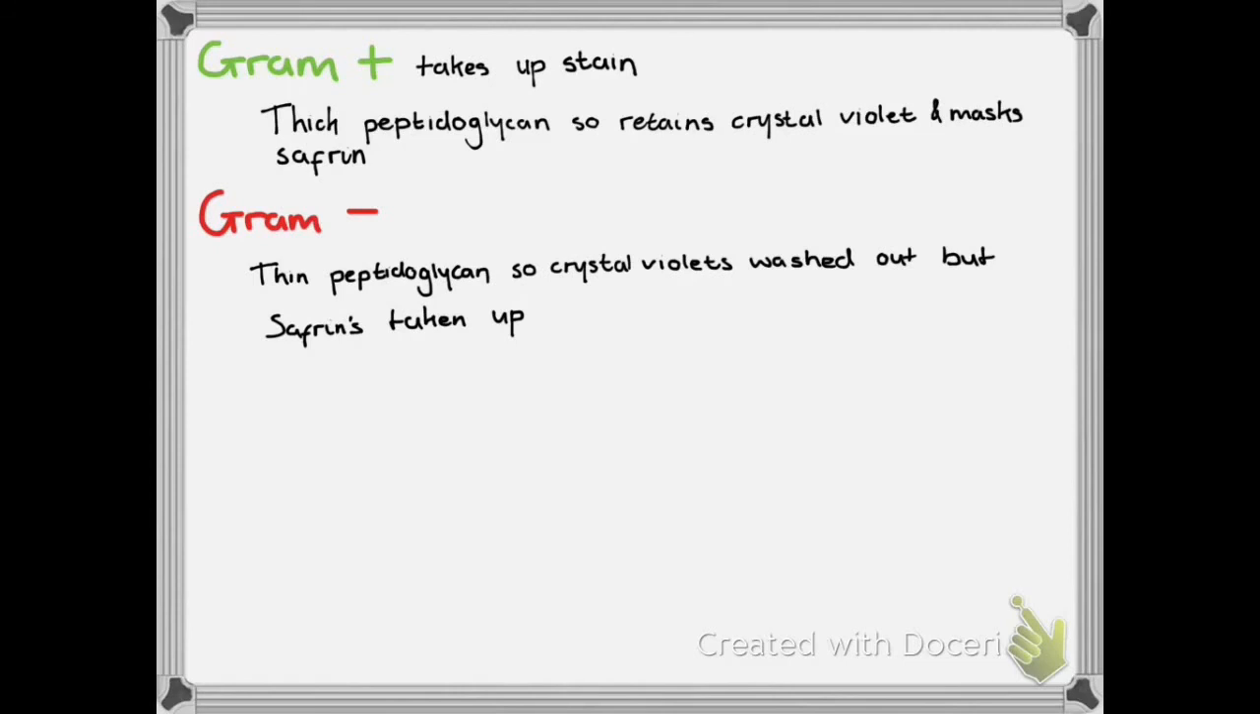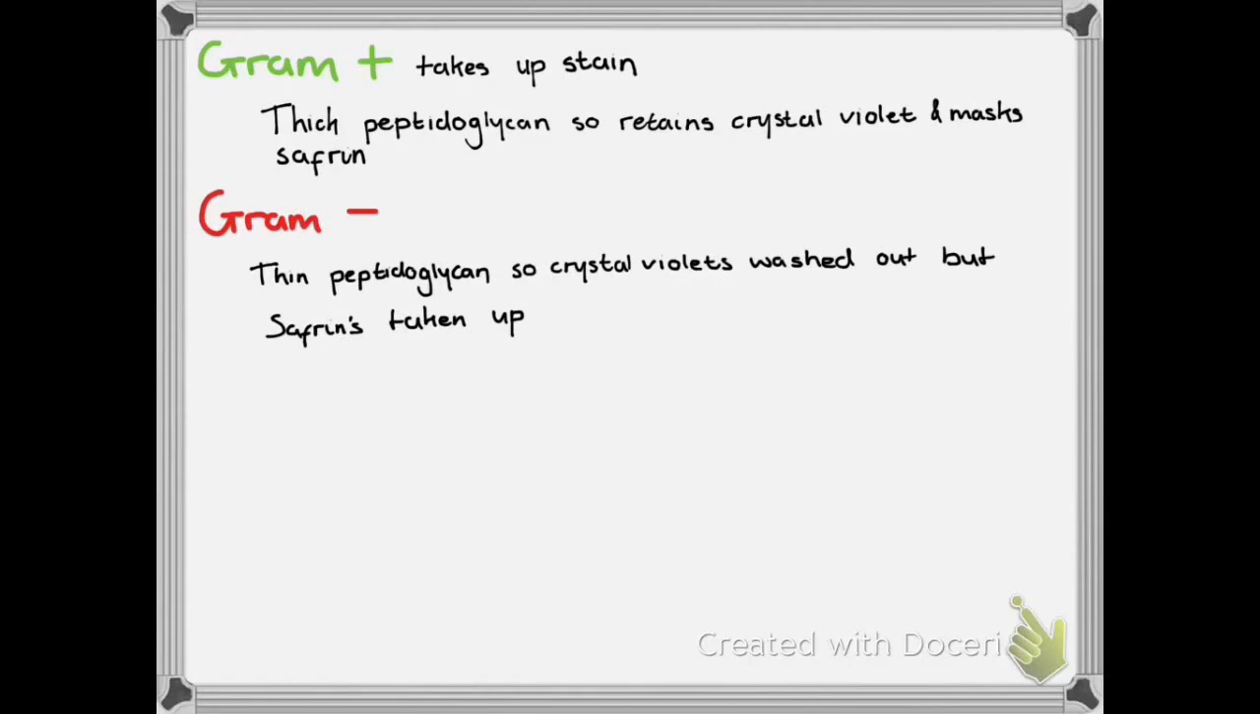So for gram-positive, it has a thick peptidoglycan layer, so it retains something called crystal violet dye that we add onto it. And then when we add a secondary stain on called safranin, because the crystal violet is still present and it's such a dark purple, it masks the red colour of the safranin.